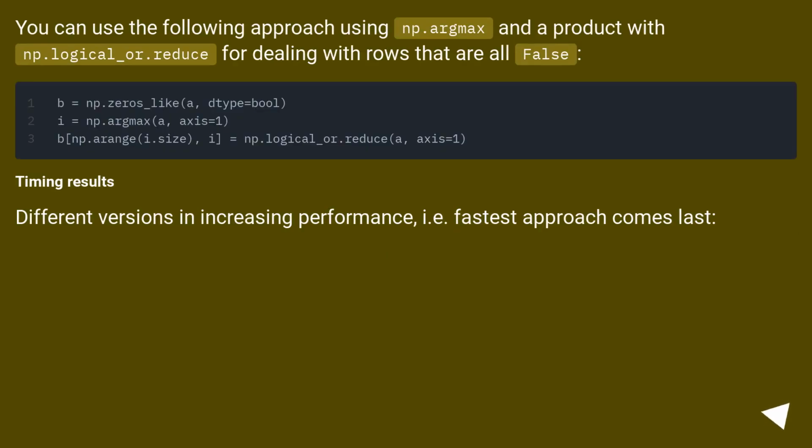You can use the following approach using np.argmax and a product with np.logical_or.reduce for dealing with rows that are all false.